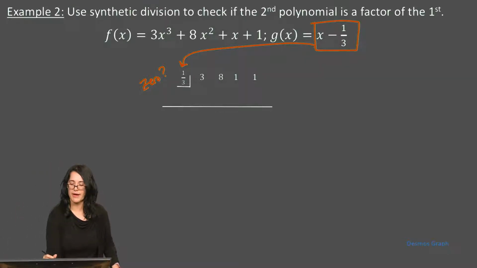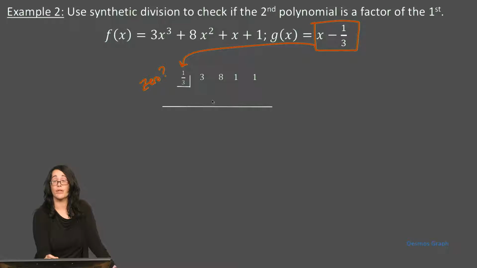Putting 1/3 in the box, notice what we did here. We have our leading coefficient of 3, followed by 8, followed by 1, the coefficient of x, followed by 1, our constant. And if there had been any skipped terms, we would have used zeros for those places. We begin the algorithm by bringing the 3 down, remember that? Next up, the next step was multiplication.